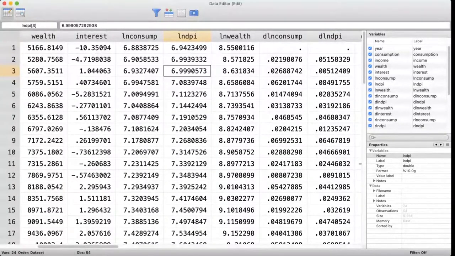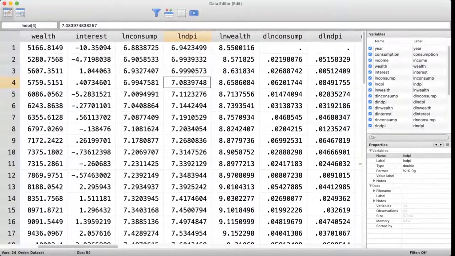If I take a difference, it is going to be 0.005. The next period is 7.083, and it is 6.999. So if I take a difference, it is going to be 0.08, because 7.08 minus 6.99 is 0.08, and so forth. So basically you take the difference between two periods, t and t minus 1.